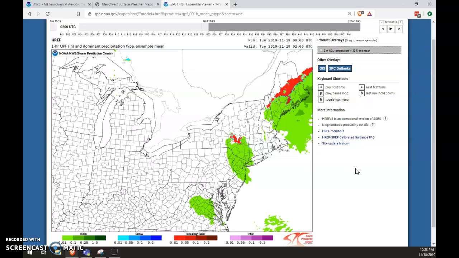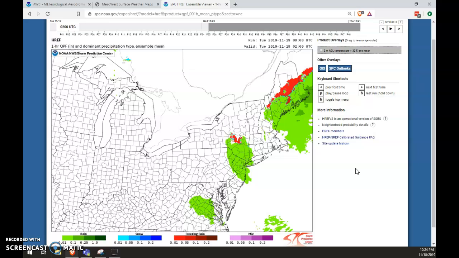This HREF depiction of precip type is based on if over half of the ensembles are forecasting freezing rain, it'll depict it as freezing rain. And then if over half of the ensembles are depicting snow, it'll show snow. And then if over half of the ensembles are showing rain, it'll show rain. If less than half of the ensembles are showing that, it'll depict a mix instead.